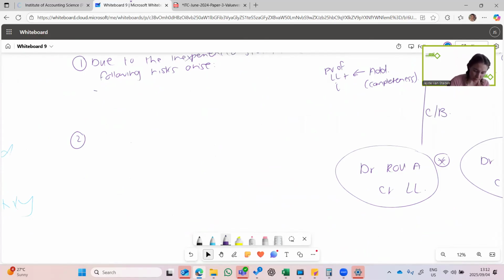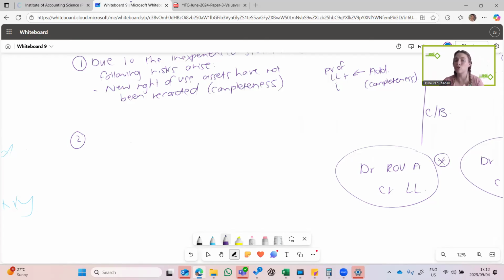Okay, so we will then list our effects because we're linking it to our inexperienced staff. So there's a risk that new right of use assets have not been recorded. So we've got trigger, we've got effect, but this is an assertion level, so we need an assertion. So we spoke about that. It's going to be completeness because now there's stuff missing that should be in there. So not everything that should be recorded has been recorded.